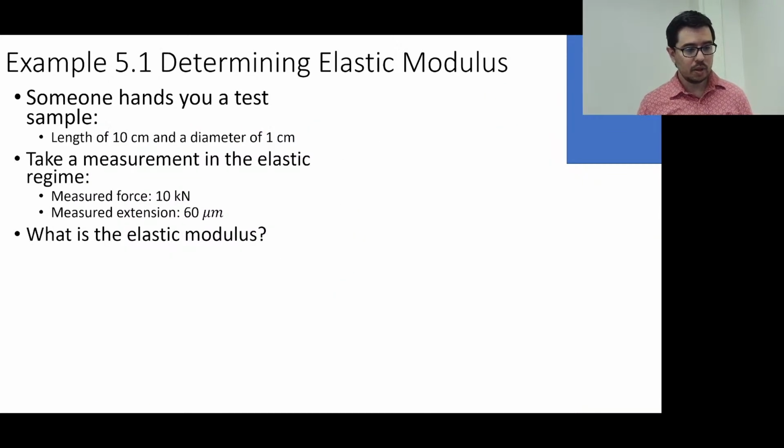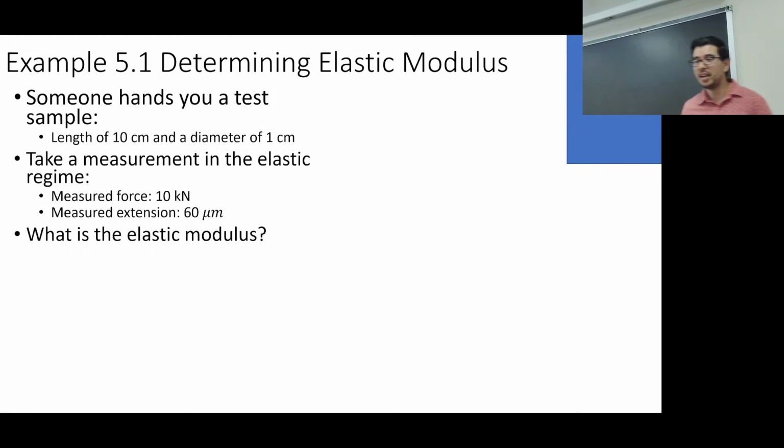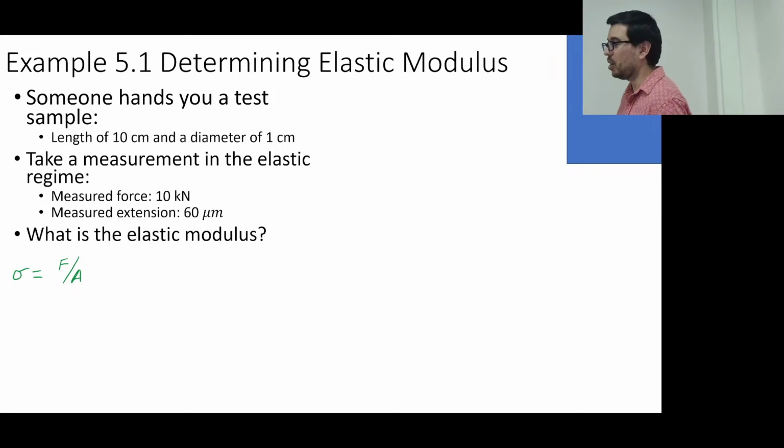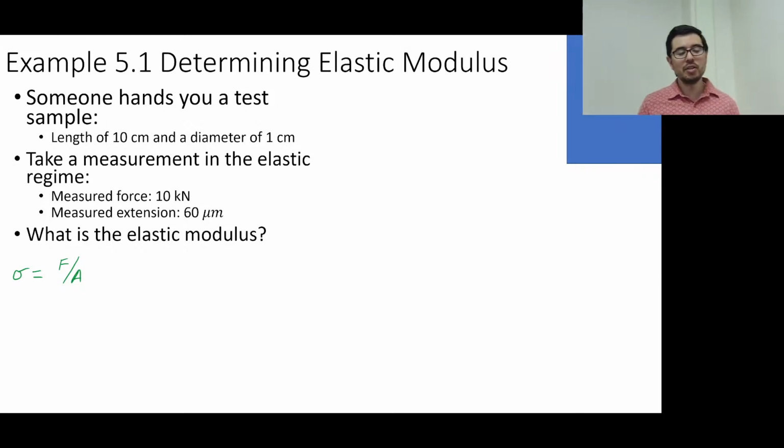Okay, so here's an example. Let's say you have a 10 centimeter long sample, with a diameter of 1 centimeter, and this is going to be in a pretty big machine to do this. You measured 10 kilonewtons, and you measured an extension of 60 microns. That's only a hair, not much. The person who designed this experiment was probably not thinking properly. Oh wait, I know who did it. I probably should have used a smaller diameter, or a larger force, because 60 microns is a little bit tricky to measure. Not impossible, but a little bit tricky.